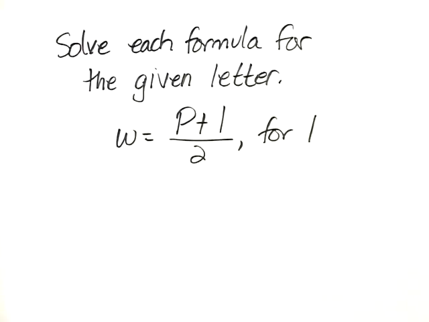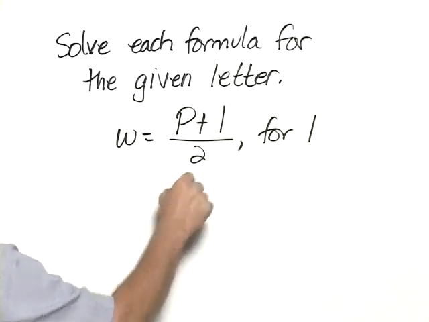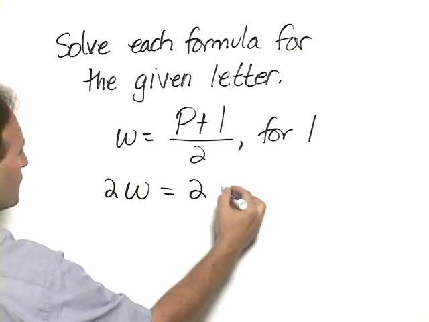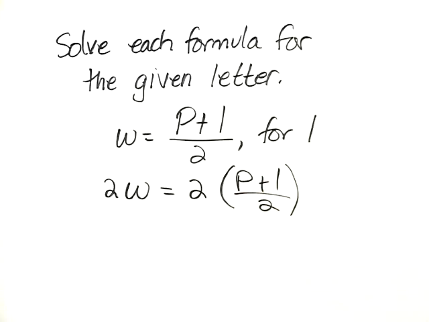Solve each formula for the given letter. W equals (P plus L) all divided by 2, for L. Well, the first thing we'll do is multiply both sides by 2. So 2 times W equals 2 times (P plus L) all over 2.